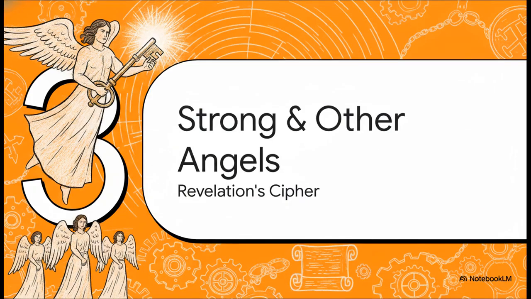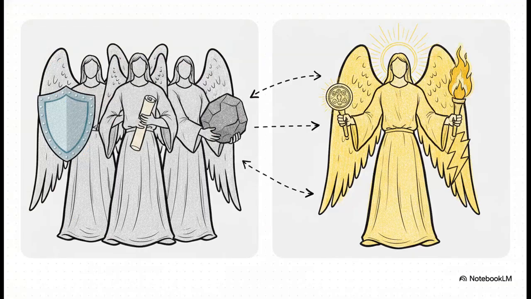Okay, Section 3, Strong and Other Angels. Applying the cipher to Revelation. Armed with our historical cipher, let's turn to the Book of Revelation itself and decode these two distinct triads of angels. So the text presents a triad of what it calls strong angels in chapters 5, 10, and 18.